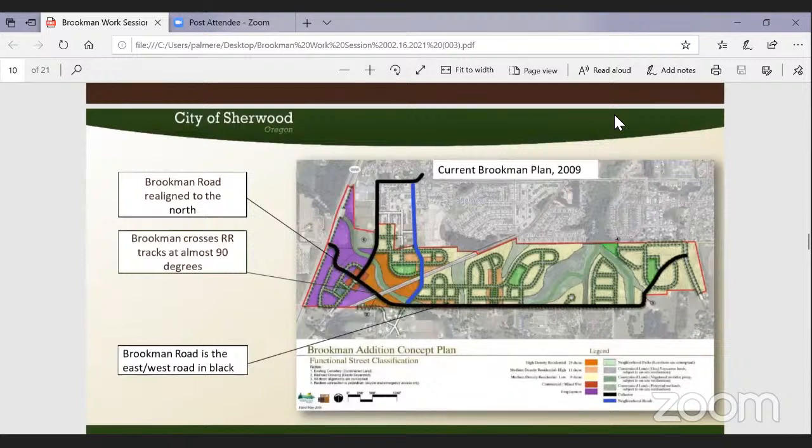So this shows the current Brookman plan from 2009. Brookman is that black line along the bottom of that map there, and it swings north through that neighborhood commercial area and up into the light industrial area where it meets Highway 99, and it crosses the railroad tracks at a 90-degree angle, because at that time, that is how ODOT Rail informed us Brookman should cross those tracks.